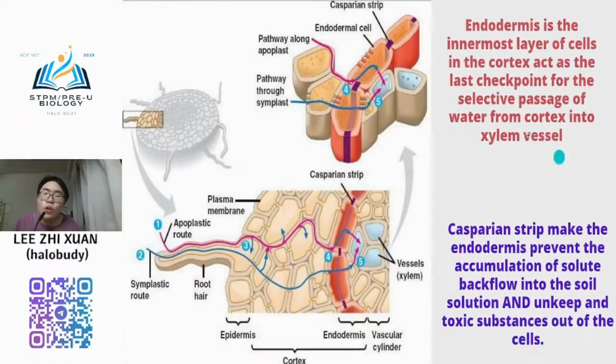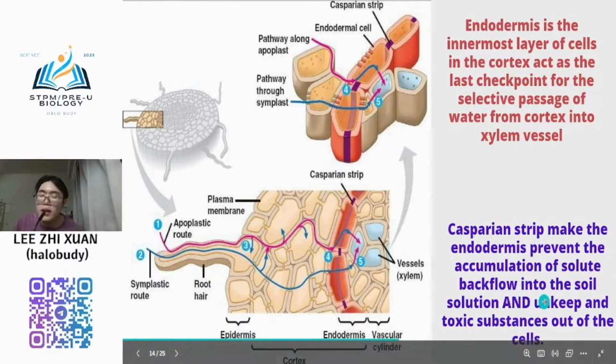Normally this one is a definition only. The endodermis is the innermost layer that acts as the last checkpoint, so that only water molecules and mineral ions can pass through. Other types of molecules cannot pass through. Another function is that the Casparian strip makes the endodermis prevent the accumulation of solute backflow into the soil solution and keeps toxic substances out of the cell.